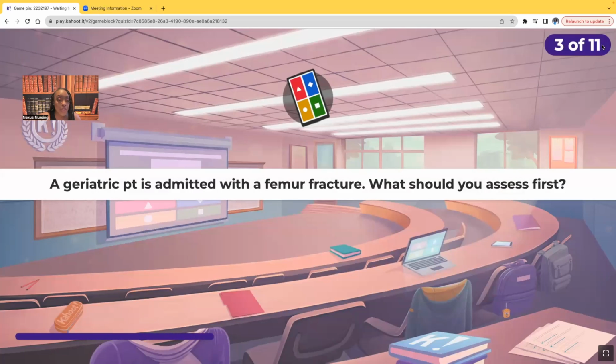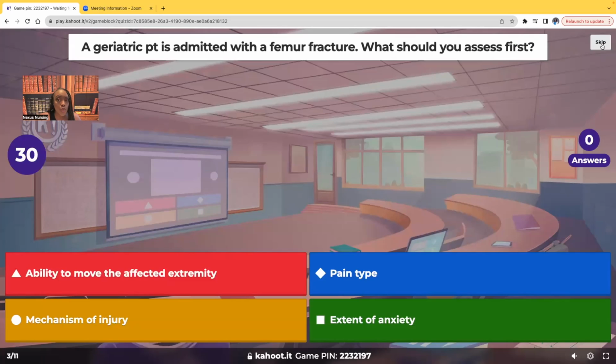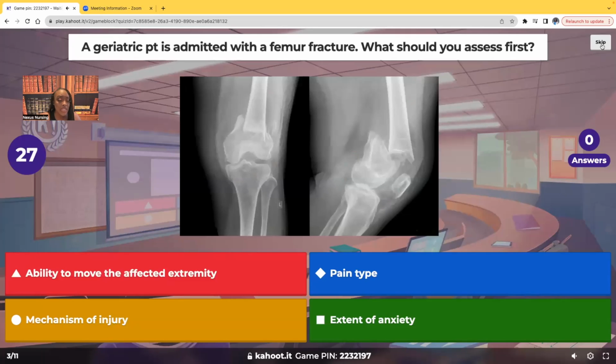All right, so a geriatric patient is admitted with a femur fracture. What would you assess first? Would it be the ability for them to move the affected extremity? Would it be the type of pain that they're experiencing? Would it be the mechanism of injury? Or would it be the extent of anxiety? You have a geriatric patient that is admitted with a fracture of the femur. Which should you assess first?